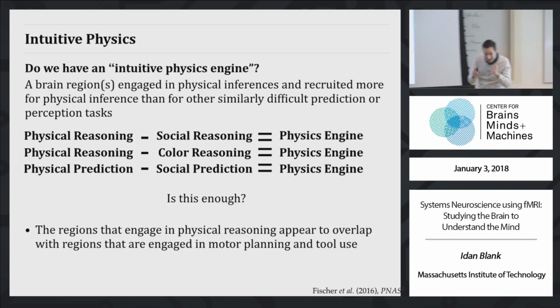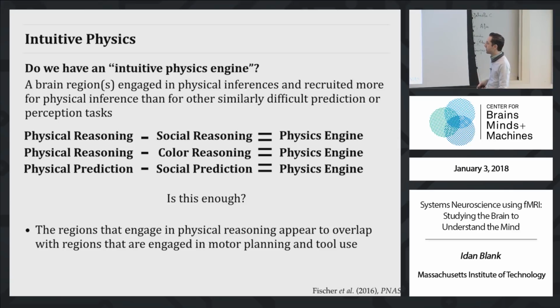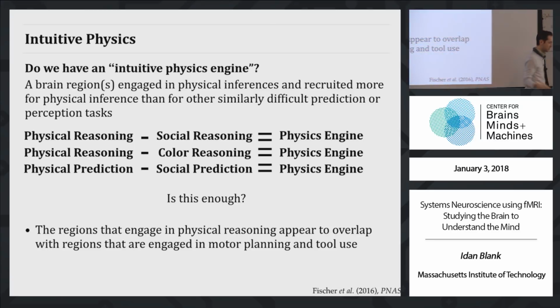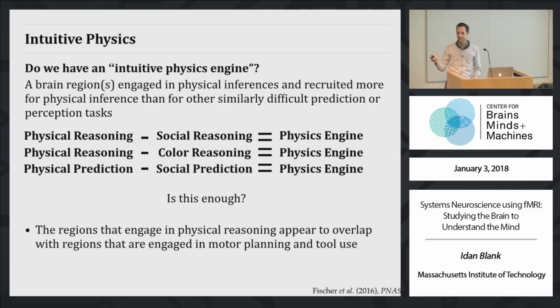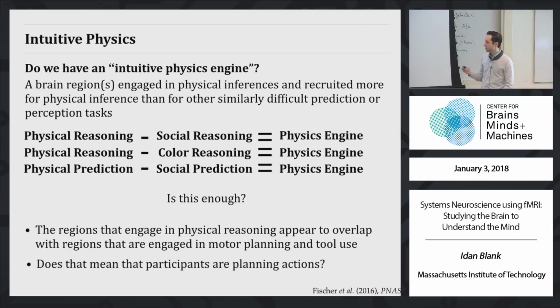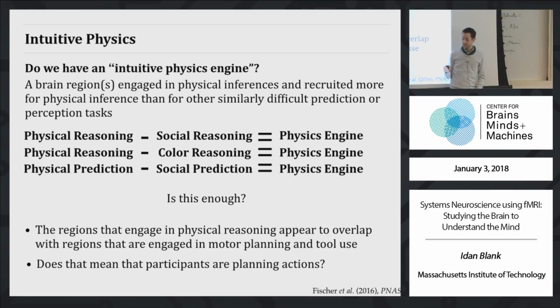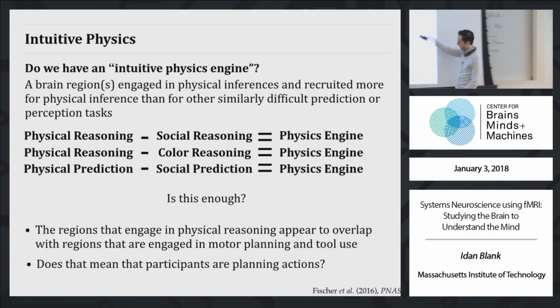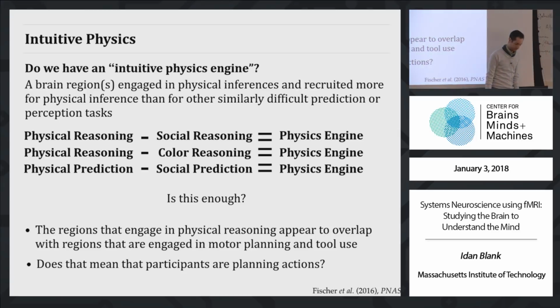We want to know whether this is just physical reasoning or not. So these regions that he found, some of them appear to overlap with regions that are engaged in motor planning and in tool use. So when you do tasks about tool use, you get some regions. When you do tasks that are about motor planning, so planning how you move your hands or something, you get similar regions. And the question is, does that mean that these activations in Jason's experiment mean that they're planning actions, that that's what we're tapping? If we see the same activation in the same region that was reported in other studies to do this, does it mean that that's what's happening here?